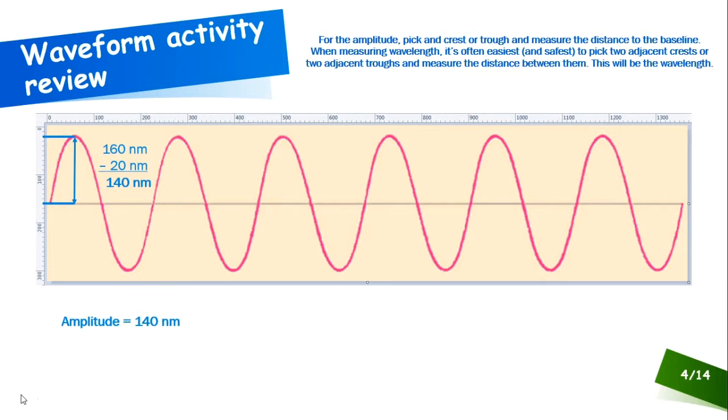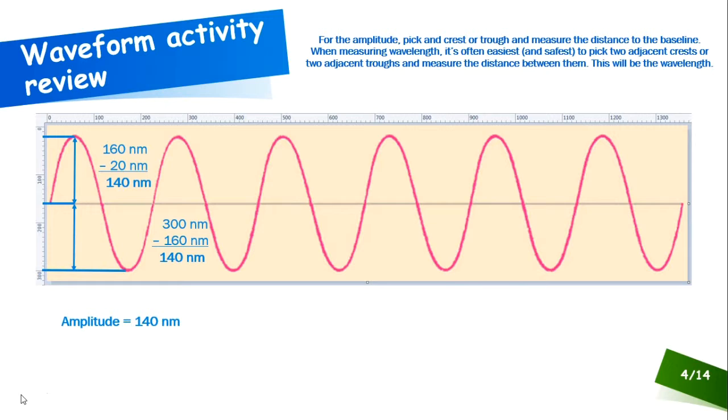For the wavelength, we're going to measure from crest to crest. But I didn't have to measure the amplitude using a crest. If I wanted to use a trough, let's say that first trough on the left, I could do it that way too. The 300 is the low point, 160 the baseline, subtract the two out, I get 140. So it doesn't matter how I do that.